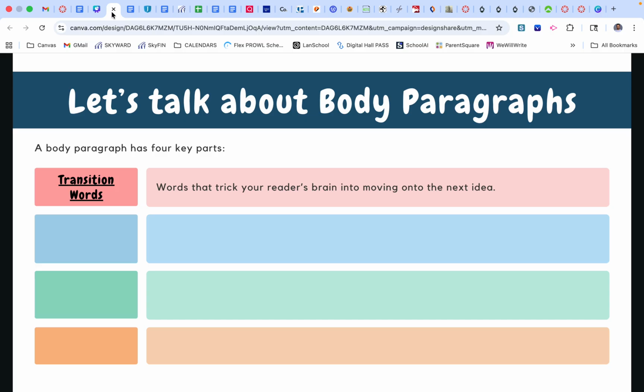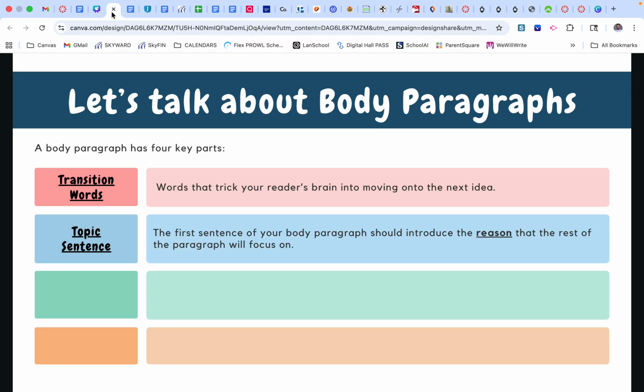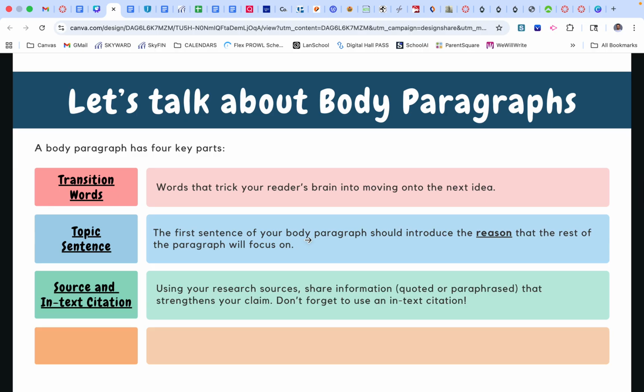First thing you have is transition words. While you're writing your 3 to 5 sentences in your paragraph, you need to use words that start the next sentence and trick your reader's brain into moving on to the next idea within your reason. And I'll show you some. The next thing is a topic sentence. Whatever your reason is, that's usually going to be the topic sentence in your body paragraph. It should introduce the reason that the rest of the paragraph will focus on.